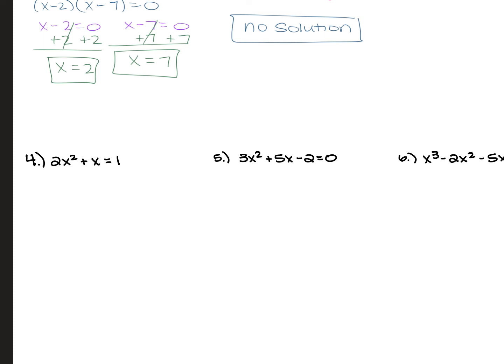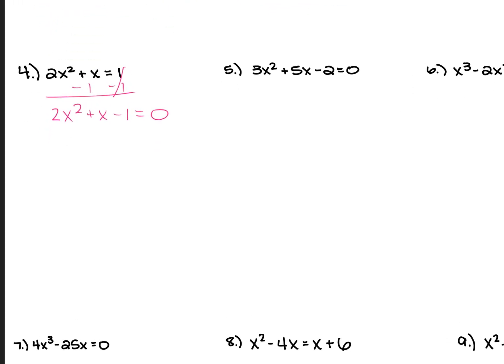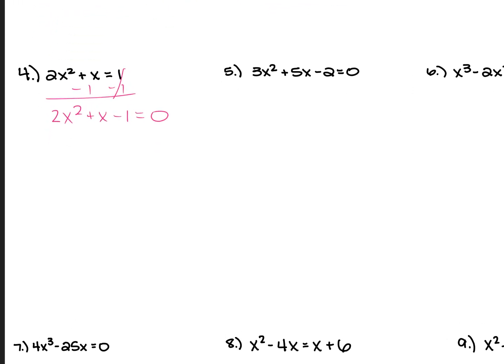So with this one, it's not equal to 0, so we're going to move the 1 over first. So we're going to subtract it from each side. You have 2x squared plus x minus 1 is equal to 0. Everything's on the same side. You do not have a greatest common factor, so we are going to multiply our a and our c term because a is not 1.